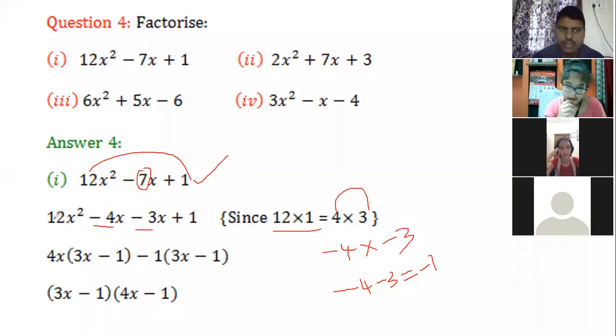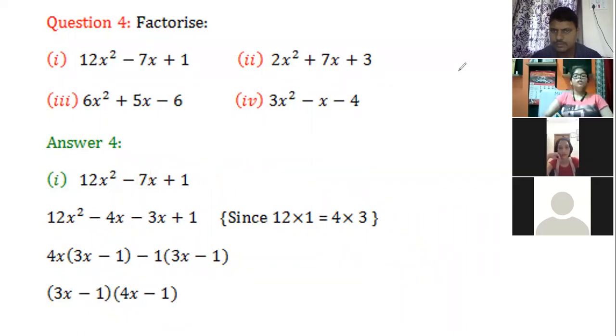From these 2, you have to take common 4x. If you take 4x common, 4 3s are 12. So 3x, here nothing is there, 3x minus 1. Here nothing common, take 1 as common. So again 3x minus 1. 3x minus 1 in 2 places common, write like this. Splitting middle term. We did it so many times. Yes, great, sir. Yes, start doing.